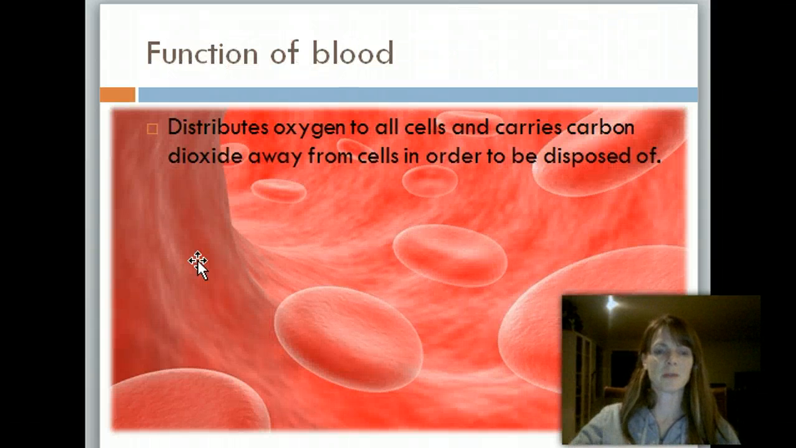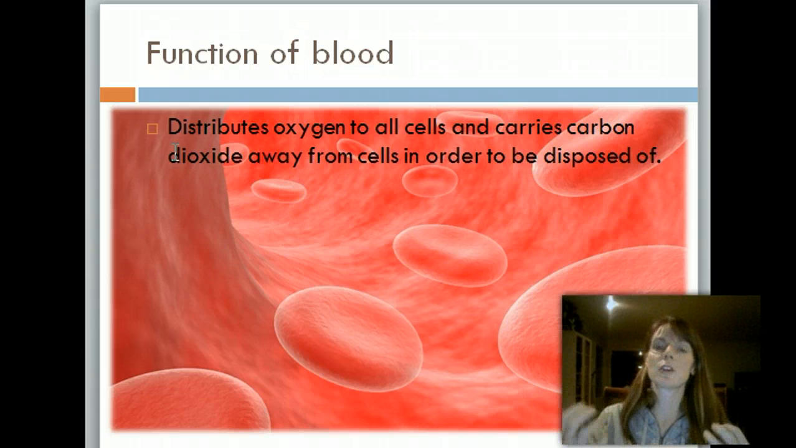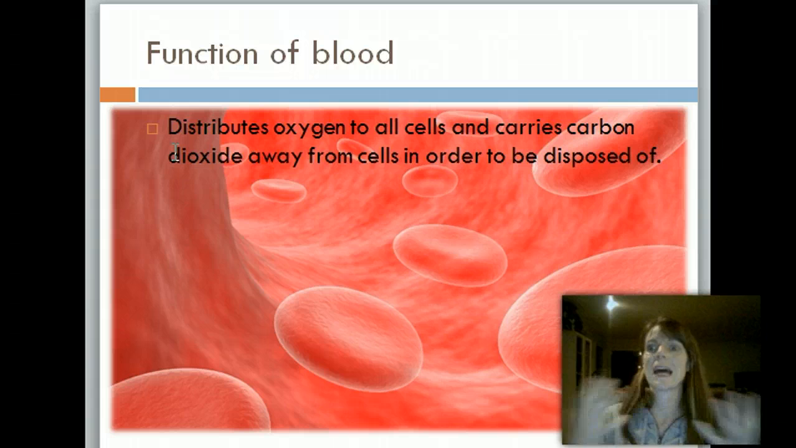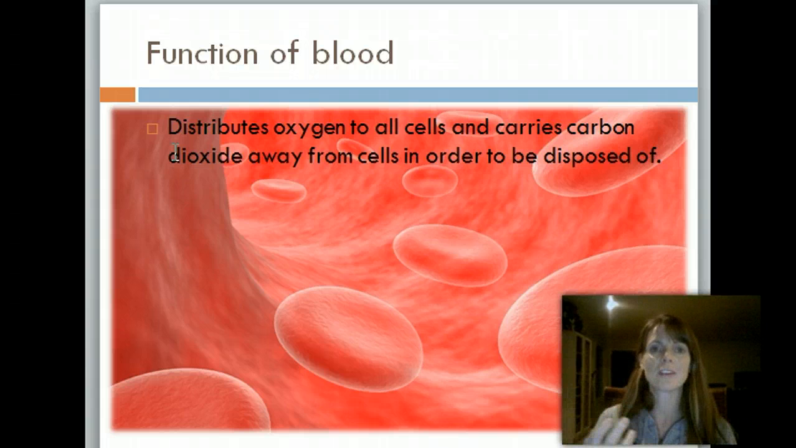So the function of blood, which we've kind of touched on, is that it distributes oxygen to all cells. And then it carries carbon dioxide away from the cells in order to be disposed of. Because your body needs the oxygen, but it does not need carbon dioxide. That's a waste product. So your blood can take it back to where it can be expelled from the lungs, okay?